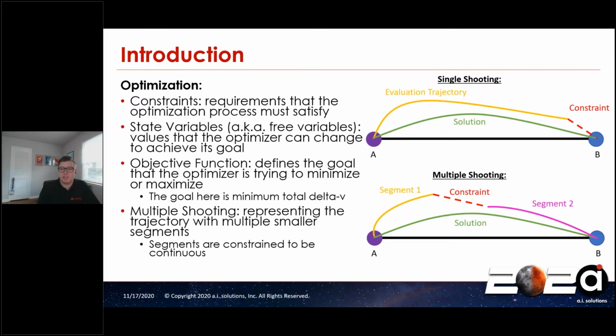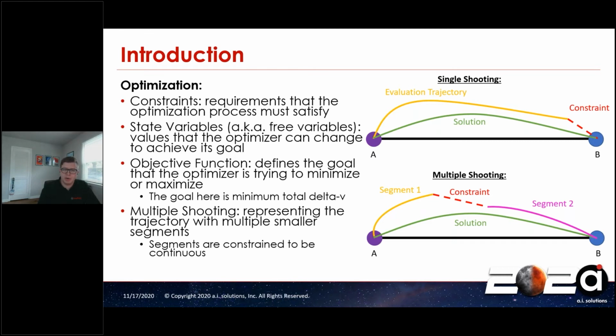The final thing that I want to talk about in my introduction is an overview of some of the optimization terms I'm going to be talking about. I know Julie gave a really nice comprehensive optimization overview, so I'm not going to get into the details of that too much, but just a couple of quick reminders. First off, constraints. Those are requirements that the optimizer must satisfy. Next up, state variables, aka free variables. These are things that the optimizer can change to achieve its goal. Our objective function defines the goal that the optimizer is trying to minimize or maximize. In our case, as I mentioned, we're trying to minimize total delta V.